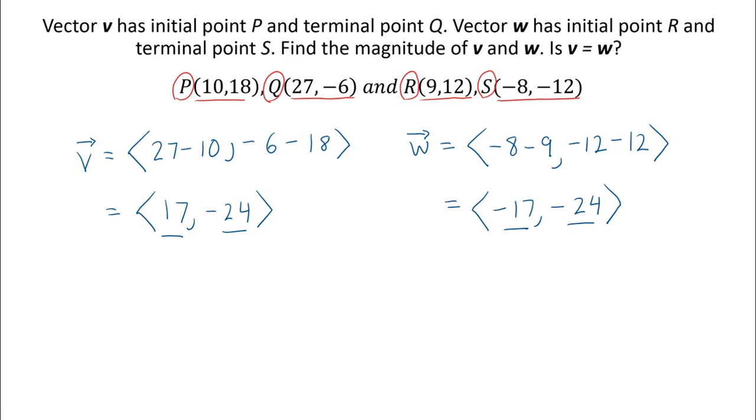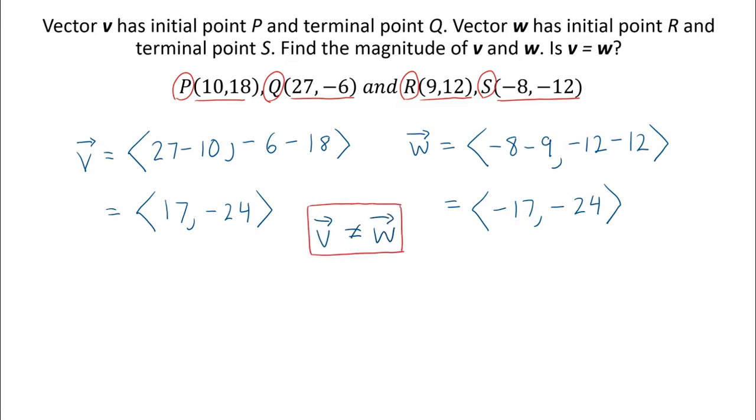Well, it's plain to see that the first vector, vector v, is 17, comma, negative 24, and the second one is negative 17, comma, negative 24. So these two vectors are not equal. So we could say that v is not equal to w.